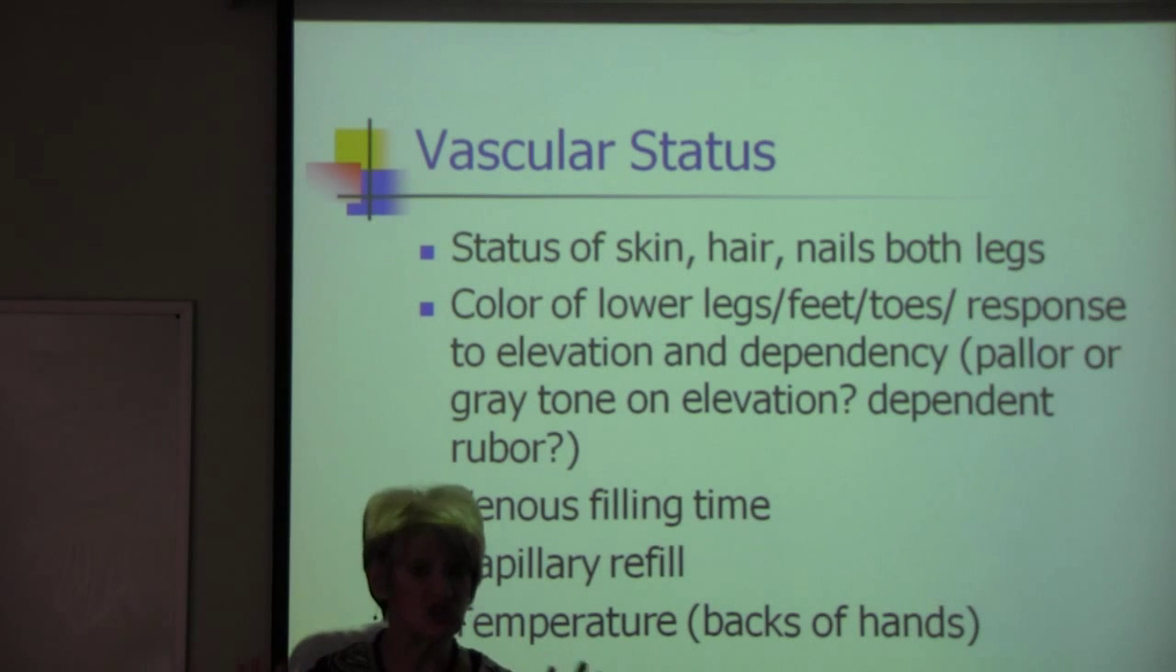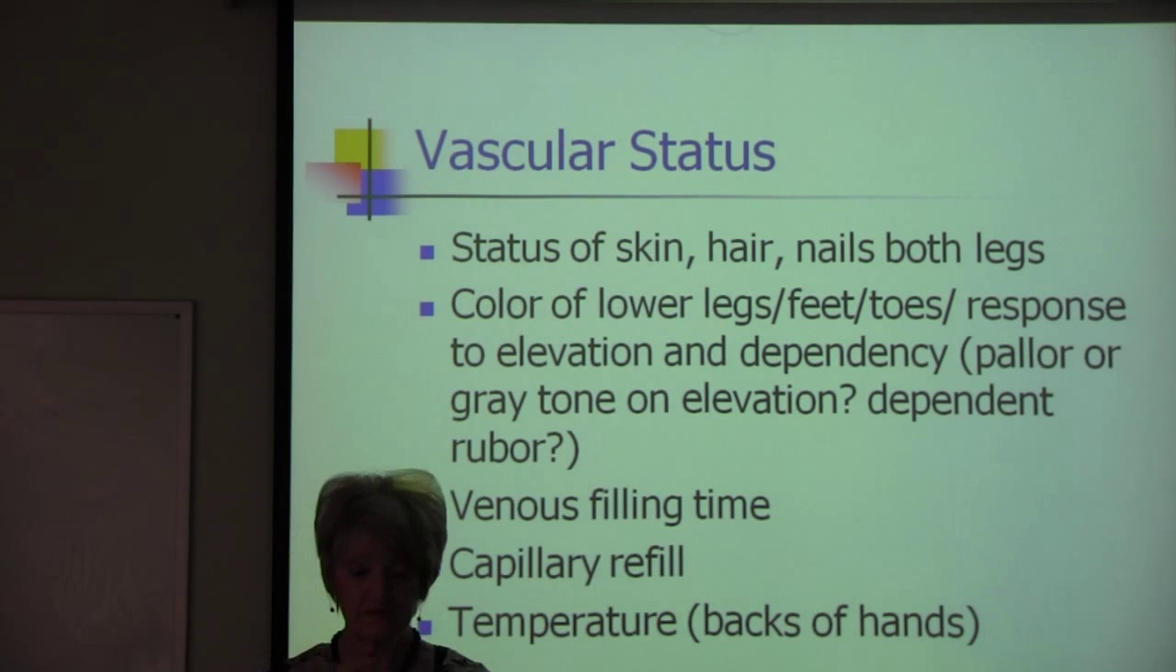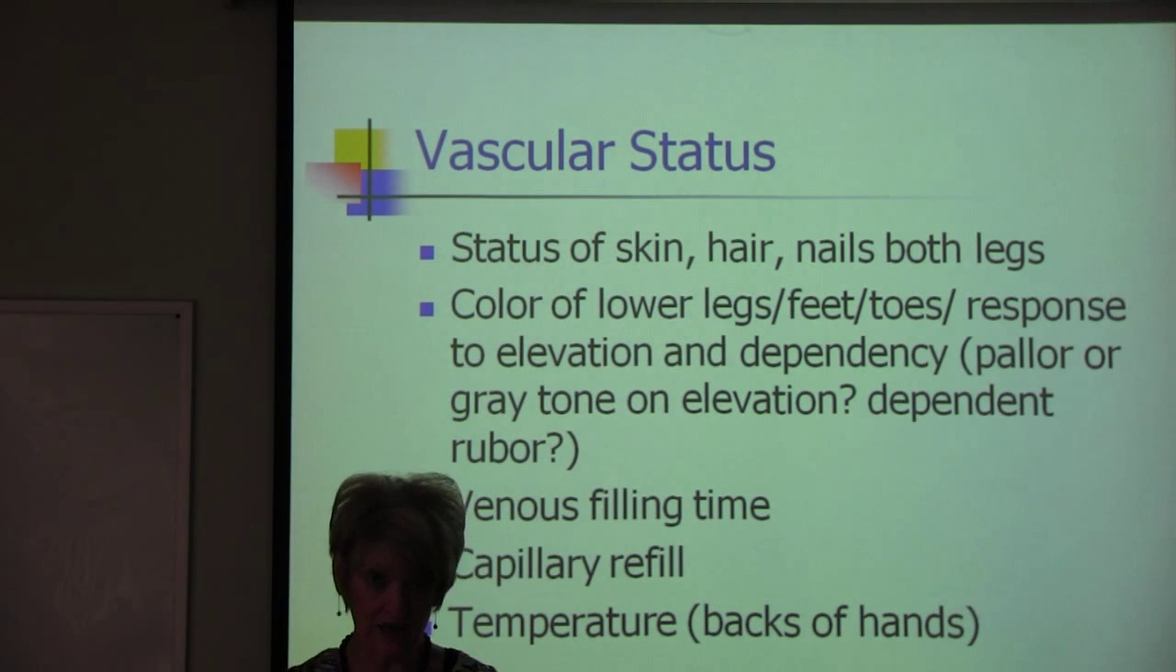So we start with just general observations. We look at the status of the skin. Is it thin and shiny, or does it look pretty normal? What about patterns of hair growth? If hair growth is sparse or absent, I ask about changes. Is this a change? What about the condition of the nail? If there is no fungal infection, I'm looking for thin, ridged nails. If there's a fungal infection, I skip that part.